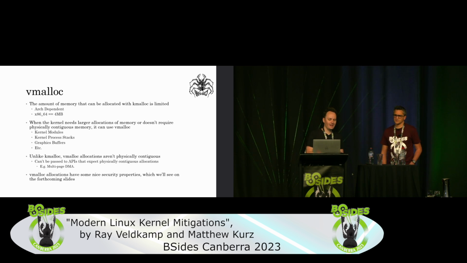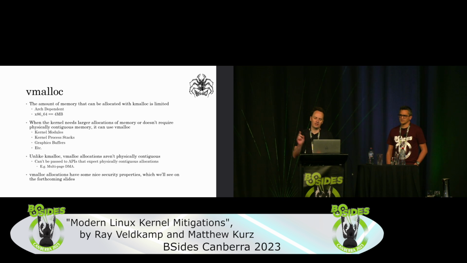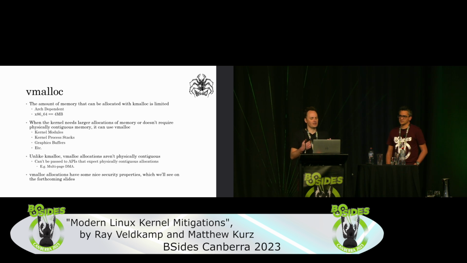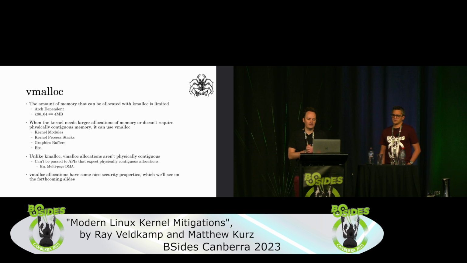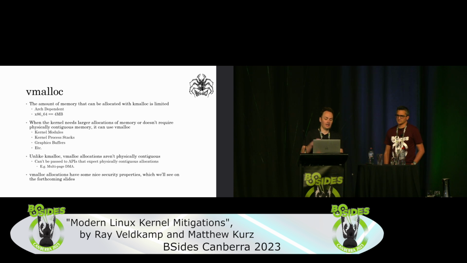So if the kernel needs larger allocations than this, for example, it wants to load a bigger kernel module, or kernel process stacks, or graphics buffers, and it doesn't require physically contiguous memory, it can use a separate allocator called vmalloc. Unlike kmalloc, vmalloc allocations aren't physically contiguous. That is, the pages aren't necessarily sequential in memory. It obviously comes with the caveat that you can't use APIs that expect physically contiguous allocations, such as multi-page DMA. But the really cool thing is that vmalloc will give you a guard page after your allocation, which gives you some base level of security against linear overflows.